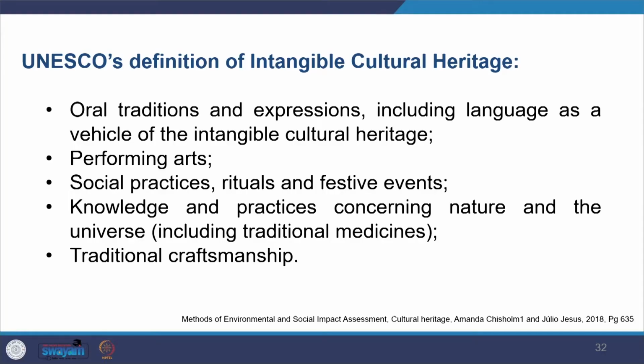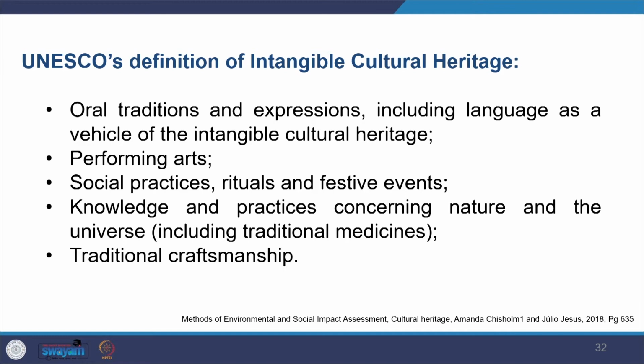When we look at the UNESCO definition of intangible cultural heritage, we see that it takes care of oral tradition, like how people have folk songs, how they tell stories, how they express themselves, and languages as a vehicle of intangible cultural heritage. They would also include the performing arts of the community, the practices they have, the rituals and festivals and so on, which people celebrate. They all would be included under intangible cultural heritage.